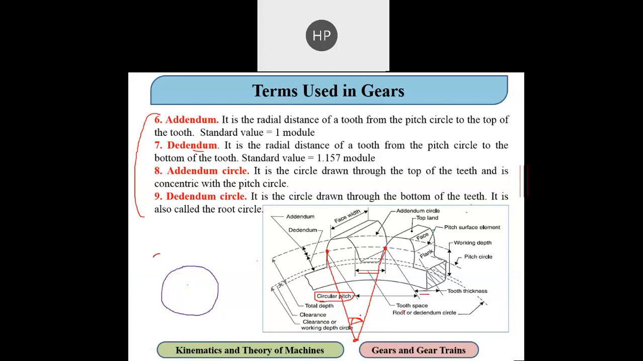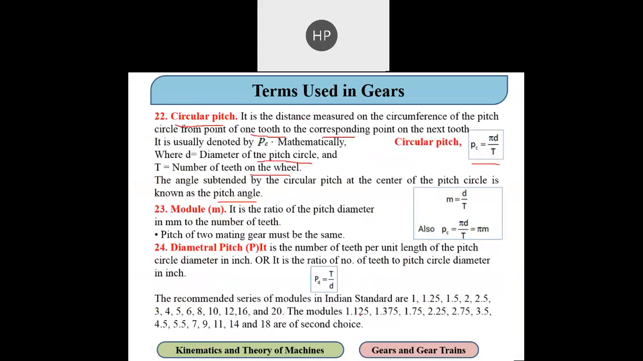Okay, then now the module, as I told earlier, one module and 1.157 module. So how will this module come? Module is the ratio of pitch diameter in mm to the number of teeth, and generally the module is given by m is equal to d by T. M is module, d is the diameter. Which diameter? Diameter of the pitch circle. And T is the total number of teeth.